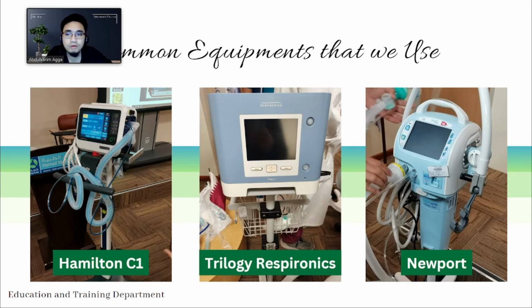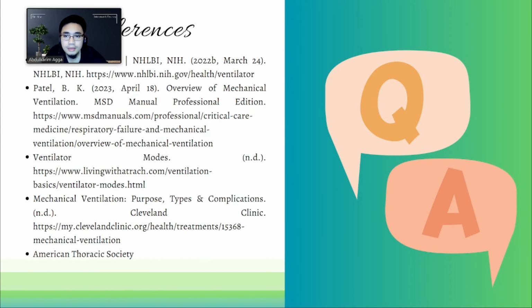So these are some of the common equipment that we use in the area. You have your Hamilton C1, your Trilogy Respironics, and your Newport ventilator. I believe that the Newport ventilator is one of the most common here. Some others also have the Hamilton C1, which is one of the newest and more high-tech than the three of them. Here you can see some of the example photos that we obtained during our training.